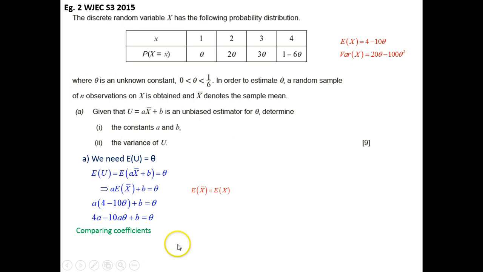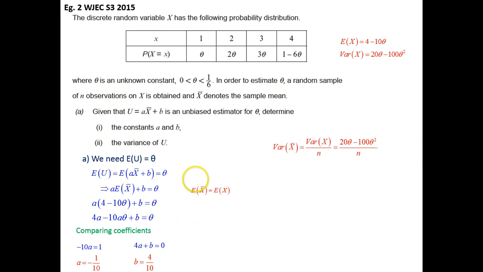We need them to be equal, so it's an identity. So I need to compare the coefficients. So my minus 10a must be equal to 1 for the theta. So a is minus 1/10. And my 4a plus b is 0 because there's no numbers on their own on the right hand side. So 4a plus b has got to be 0. So b has got to be 4/10 as a was minus 1/10. So b would be 4/10.